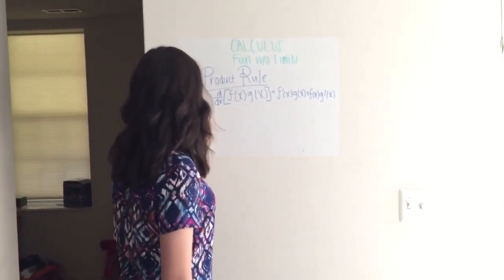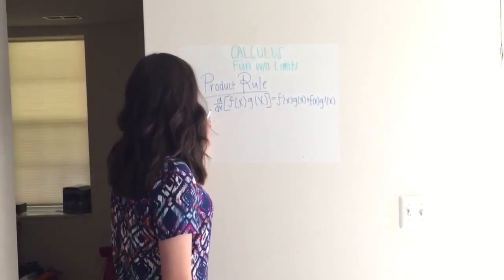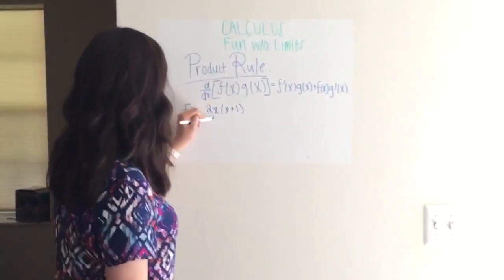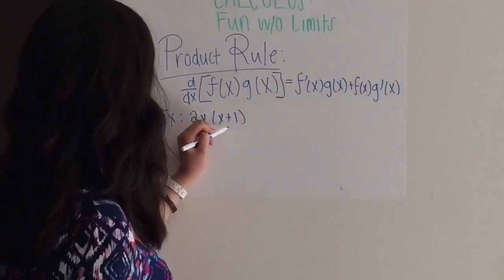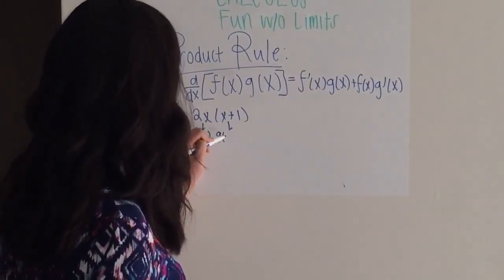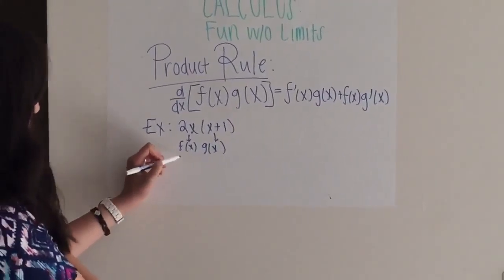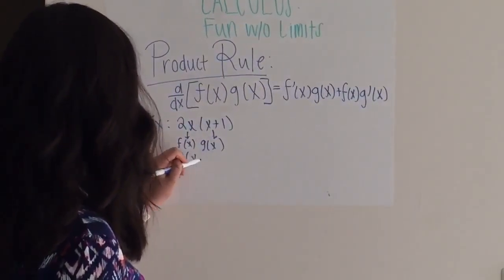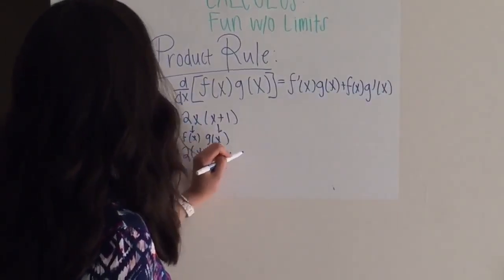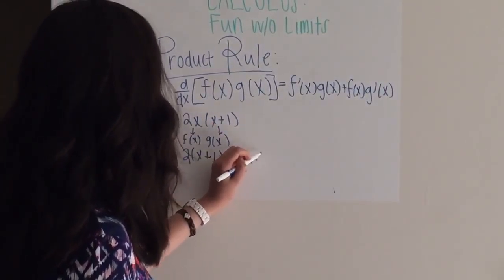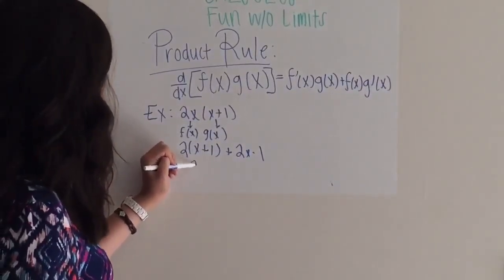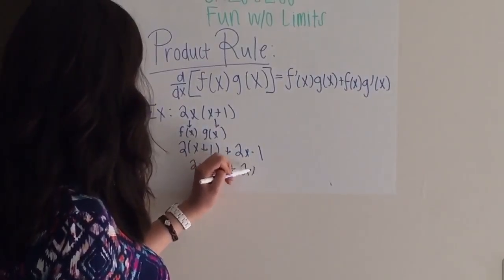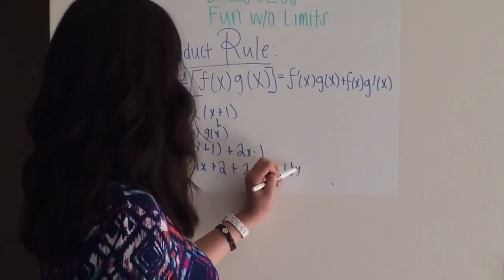So for example, you have the function 2x times x plus 1. To take the derivative, let's first call this f of x, so it matches our rule, times g of x. So f prime is 2 times x plus 1, and then we're going to add 2x times 1. So then we have 2x plus 2 plus 2x, which equals 4x plus 2.